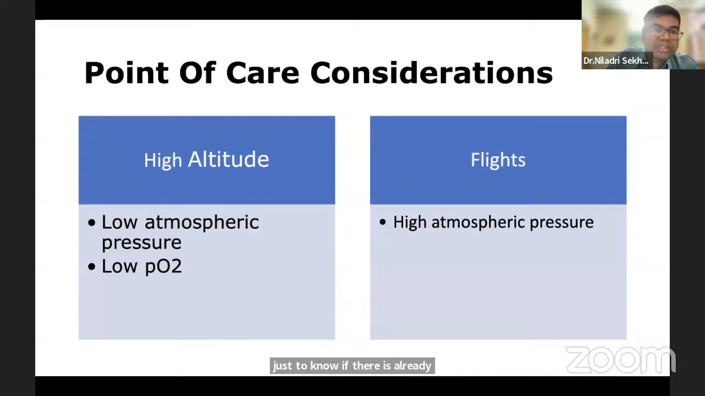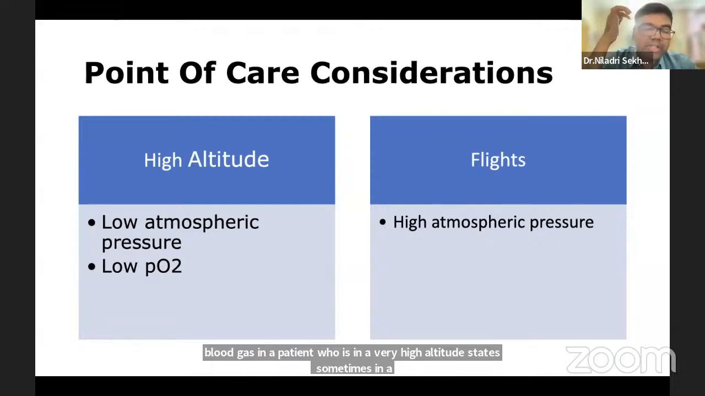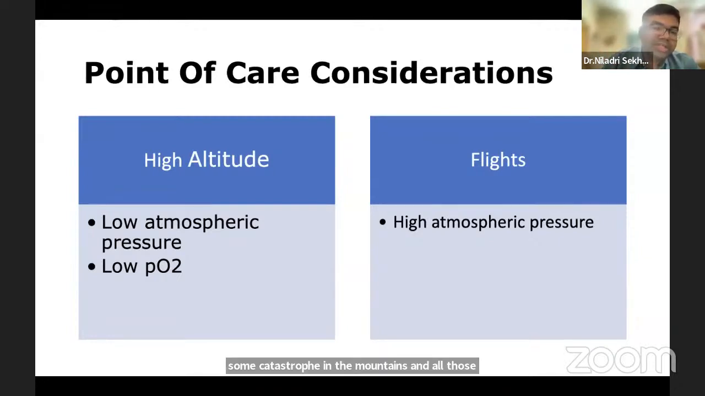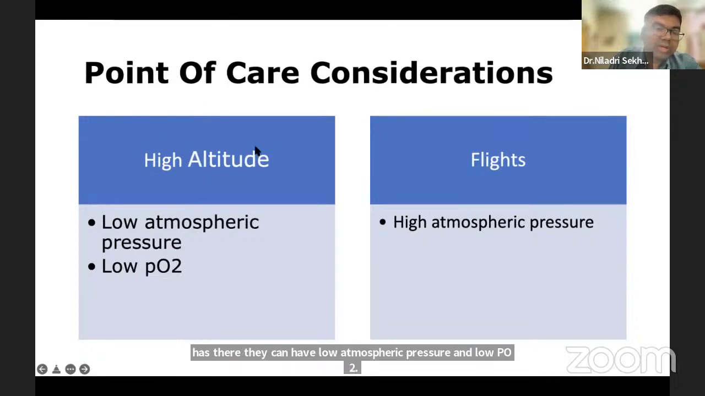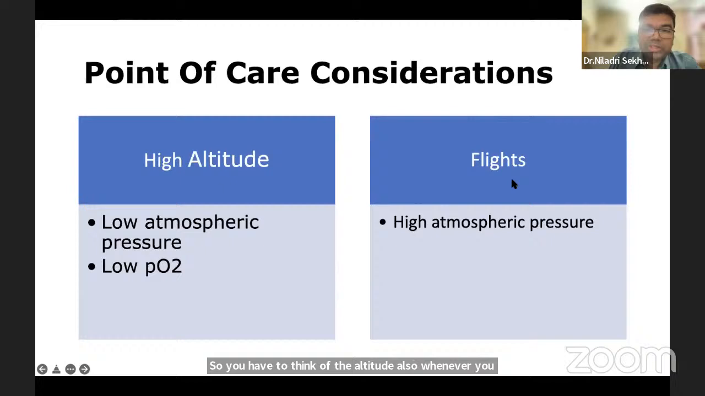Okay, another important thing: suppose you are taking a blood gas in a patient at very high altitude, sometimes in some catastrophe in the mountains. If you are checking with a point of care device there, they can have low atmospheric pressure and low PO2. So you have to think of the altitude whenever you are interpreting a blood gas. And sometimes in an air ambulance, where you are transporting sick patients, the cabin is pressurized, so atmospheric pressure is also high. In all those scenarios, your PO2 and PCO2 might change, so you have to keep all these things in mind.